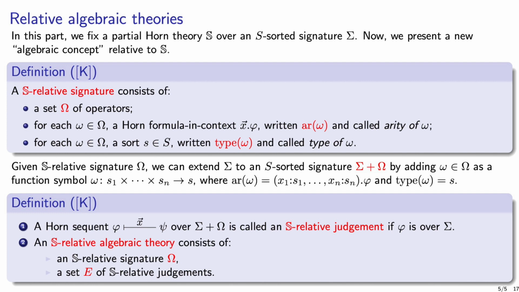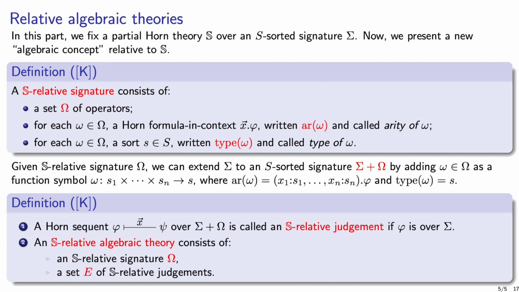Throughout this part, we fix the partial theory S over a sorted signature sigma. Now we present a new algebraic concept relative to S. Here, the symbol K represents me. My last name is Kawase.